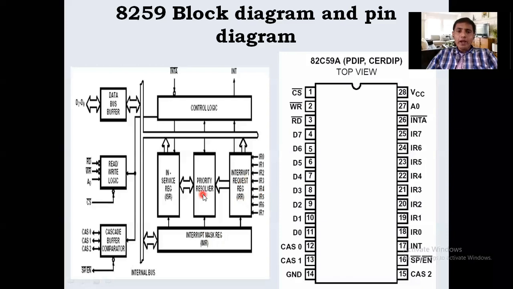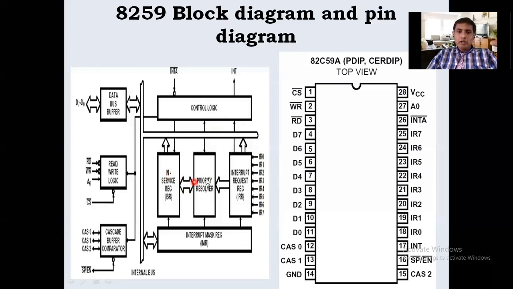Then the other one is the priority resolver. The priority resolver provides the priority levels for the interrupt requests. Which one has the highest priority and which one has the least priority is decided by the priority resolver, in association with the control logic. For example, among 8 requests, if one request has the highest priority, that information is conveyed to the interrupt service register with the help of the priority resolver.